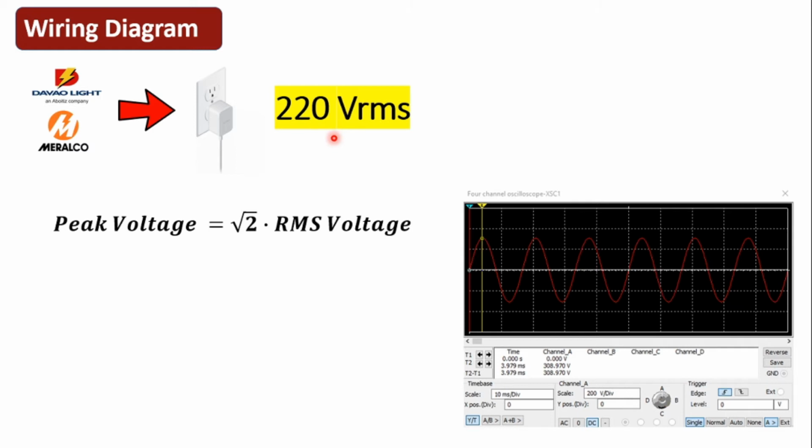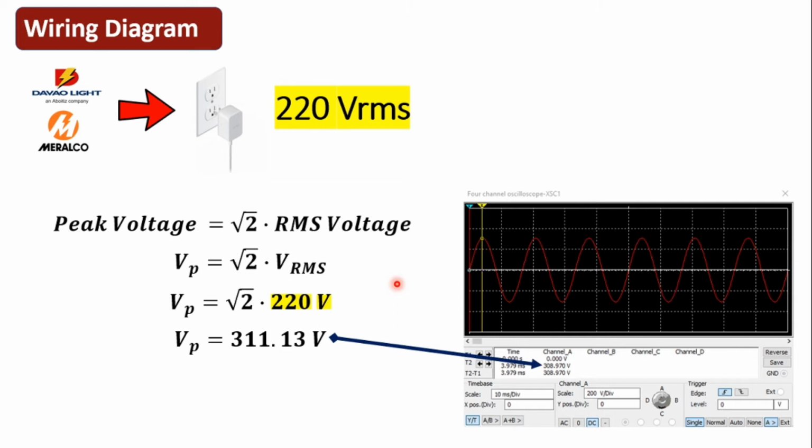V peak and VRMS have a relationship, meaning we can solve one when the other is given. Example, in this case, VRMS is given as 220 volts. Now, square root of 2 times the voltage in RMS is equal to V peak. As such, when we multiply 220 volts with square root of 2, which is equivalent to 1.414, we get 311.13 volts, which is close to the measured value of 308.97 here.